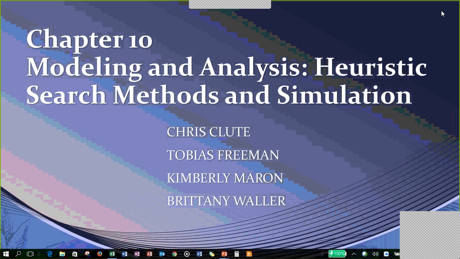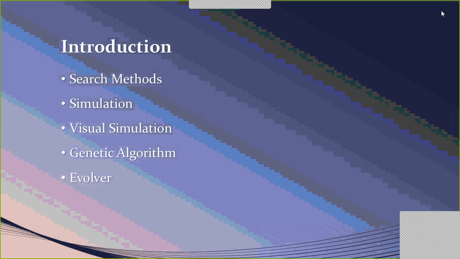The chapter had a lot of great information, so we just decided to pick out a few topics that we thought were important. The first thing we'll be discussing is search methods, simulation, visual simulation, genetic algorithm, and evolver.